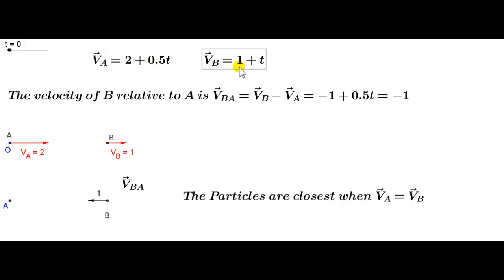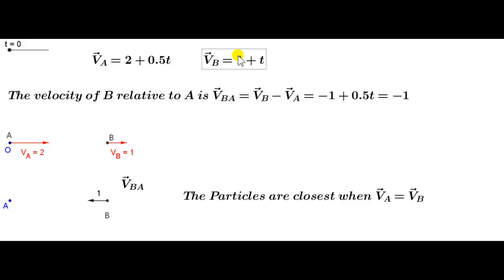Here we see the velocities are not constant. The velocities of the particles vary with time. Let's look at the velocity of particle A. We can compare this formula to u plus at. So the initial velocity u of particle A is plus 2. We can see that here. At t equals 0, the velocity is 2. The acceleration is the coefficient of t, which is 0.5.